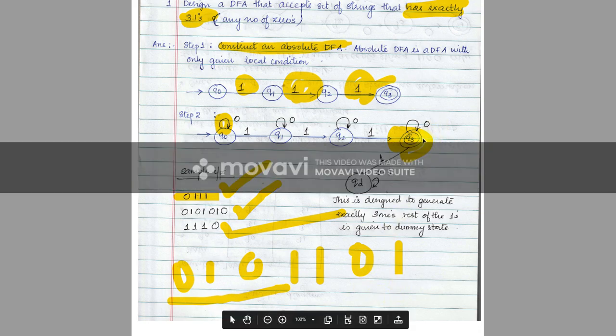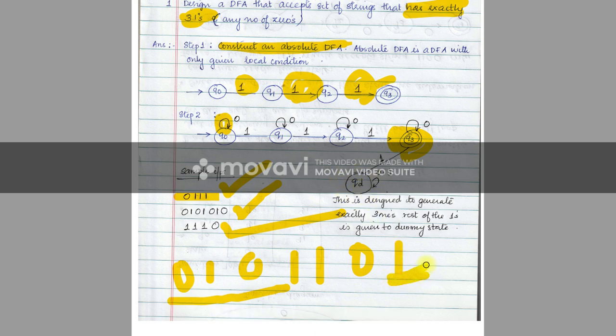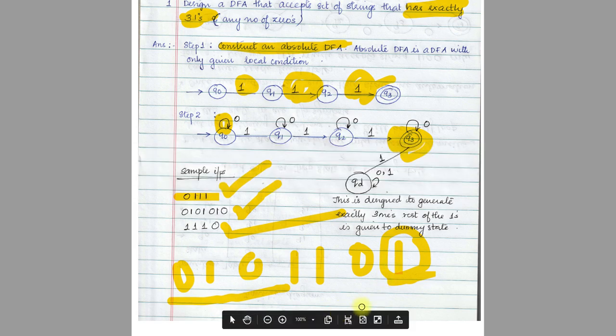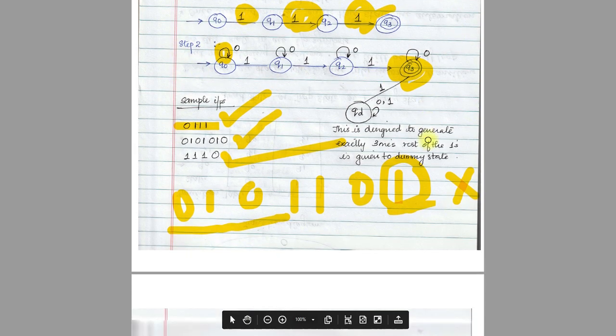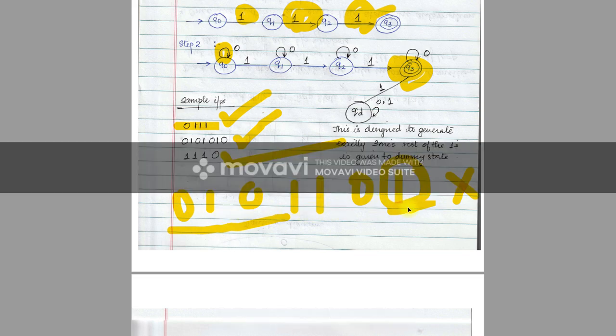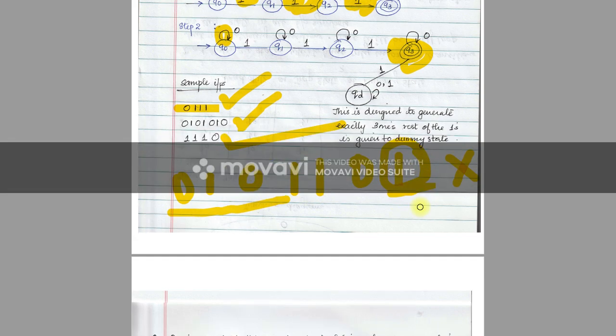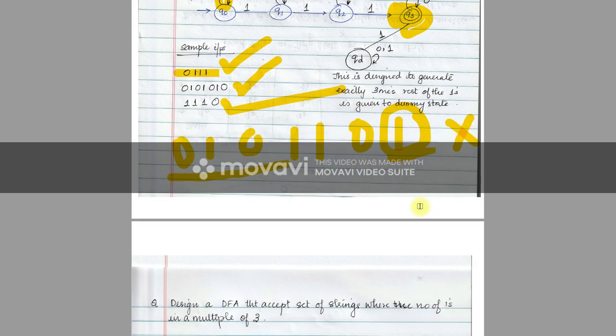Then what is the next one? If there is another occurrence of 1, okay, so I'm in the dead state. So I haven't reached the final state. This isn't accepted by the final state, so it is not accepted. This string is not accepted by the machine. So it's not a DFA, because we are not having exactly 3 ones, we are having an extra 1 over there. So it is not acceptable.